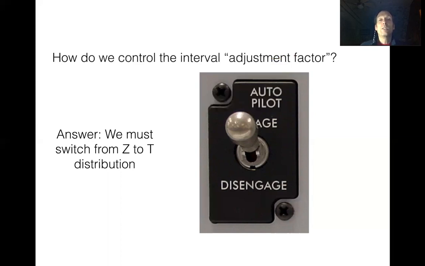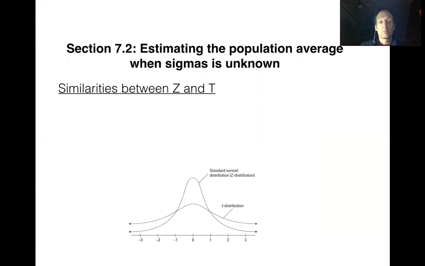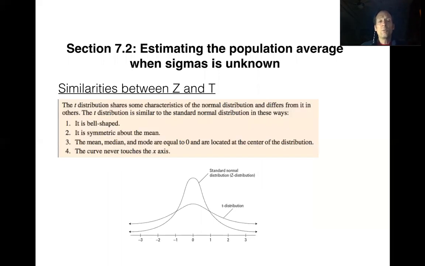Now, before we get into formulas, the first thing we're going to do is take a look at how the T and the Z distribution are similar and different from each other. On this screen, we have a Z curve superimposed over a T curve. There are some similarities. Both curves are bell-shaped. They're both symmetric about the mean. The mean, the median, and the mode are located at the center, and neither curve will touch the x-axis.